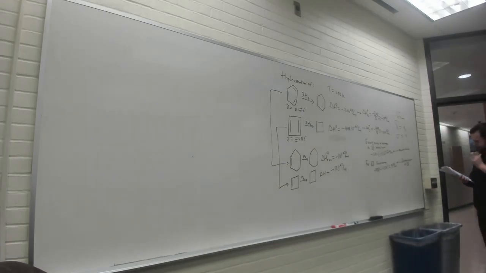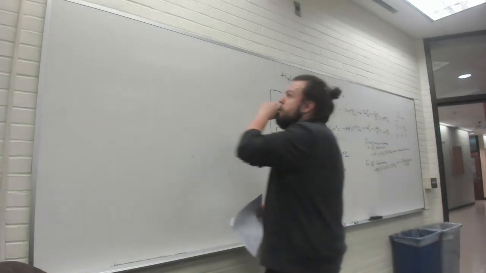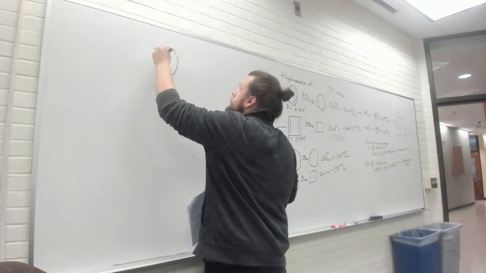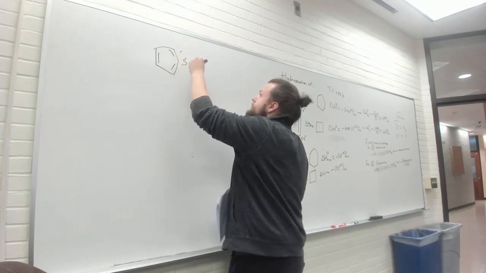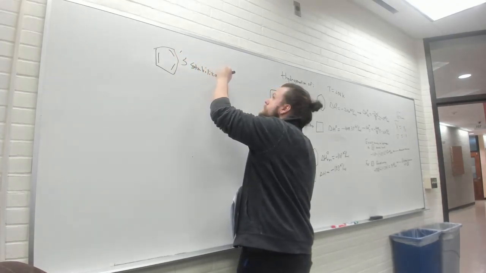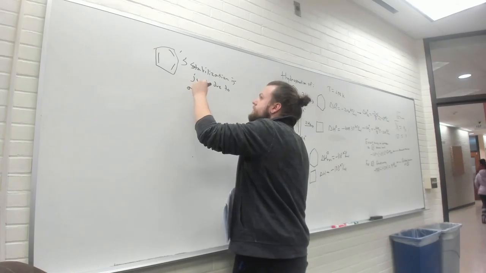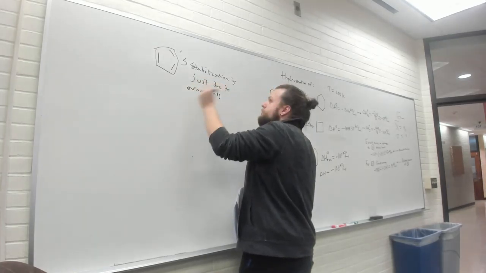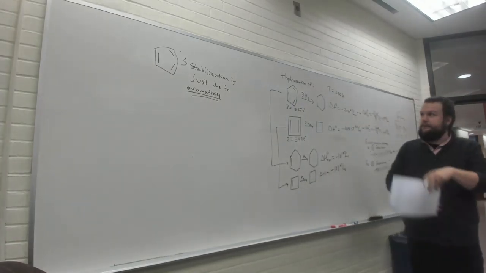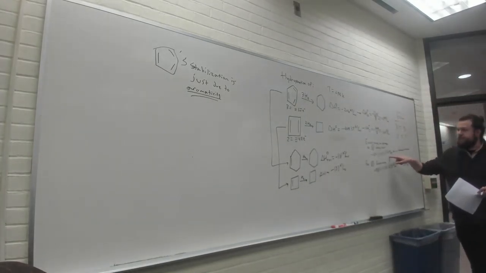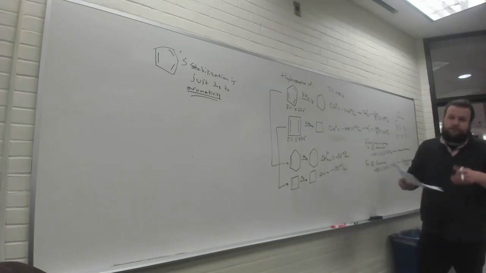Let me make sure those numbers are correct. I think they are. Yeah, 50, 91, yeah, 91. Okay, so the important note is that benzene stabilization is just due to aromaticity. The fact that you have 6 pi electrons and conjugated bonds in a planar ring contributes 100% of this stabilization. There's no ring strain in benzene.